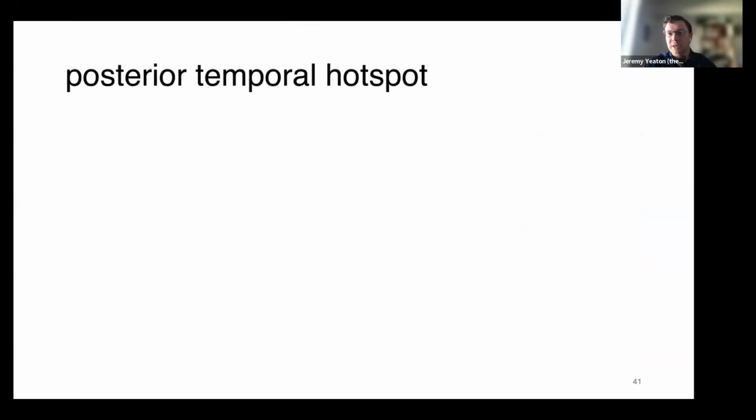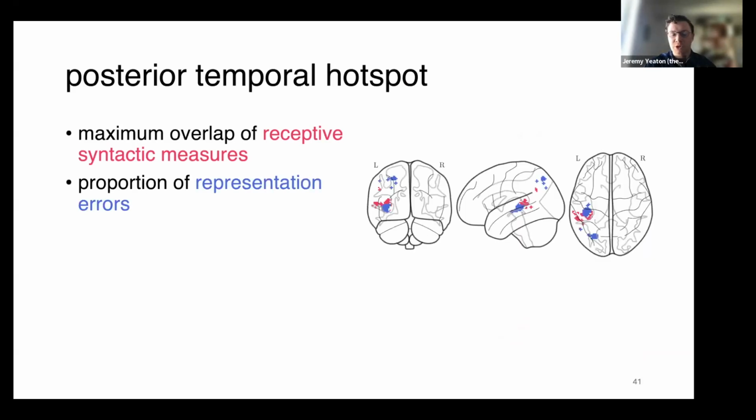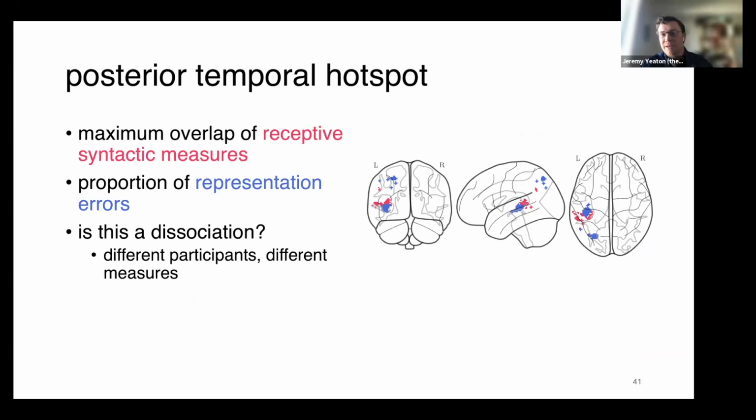So we're going to zoom in here on our posterior temporal hotspot. If we look at the maximum overlap of receptive syntax measures, those from the previous slide, as well as the proportion of representation errors, it seems like these are nestled right next to each other in the posterior temporal lobe, the posterior STS. But then the real question is, is this a dissociation?